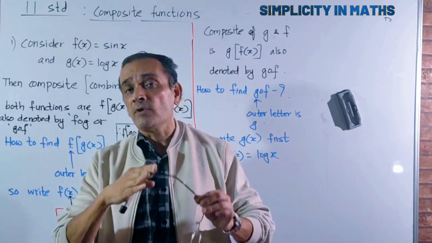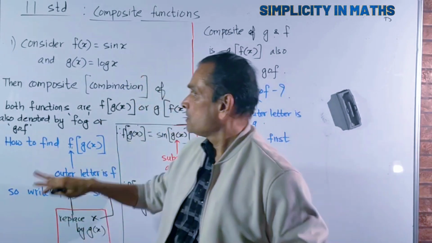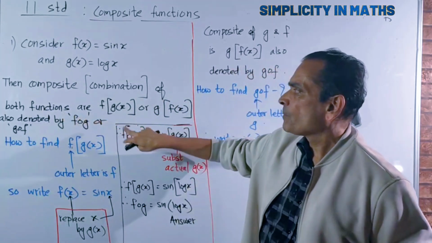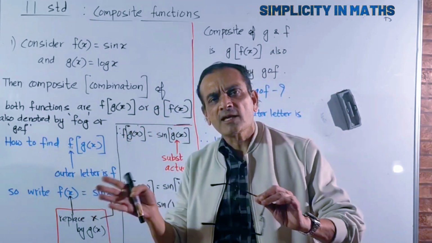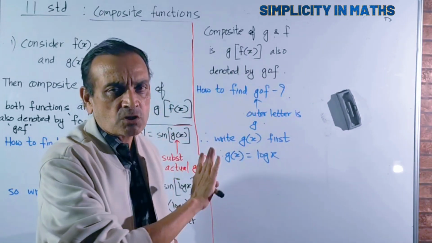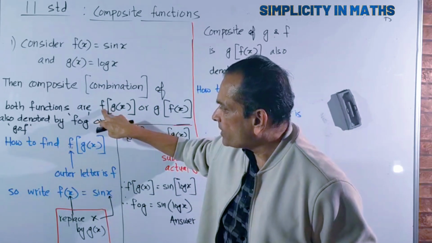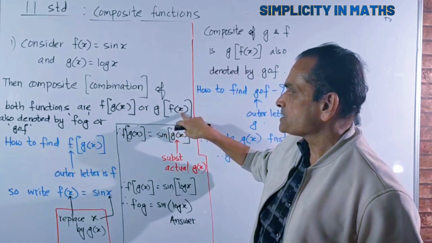When you combine two functions, okay? Now, how do you combine two functions? The composite combination of both functions are f of gx or g of fx. दोनों तरफ से combine कर सकते हैं. It will be clear when we solve this problem. Okay? So composite means function of gx or ulta g of fx.